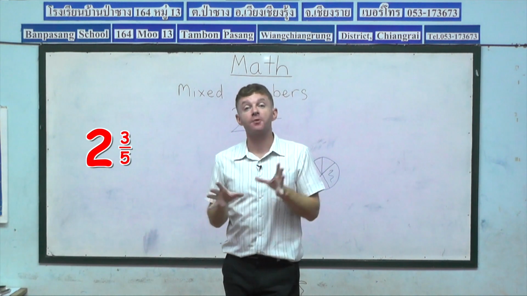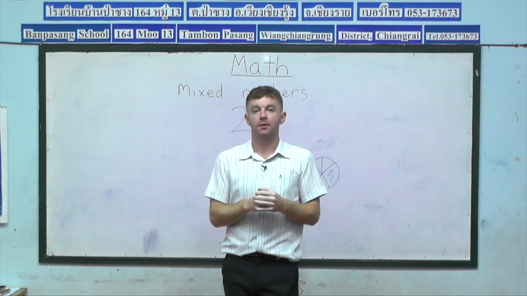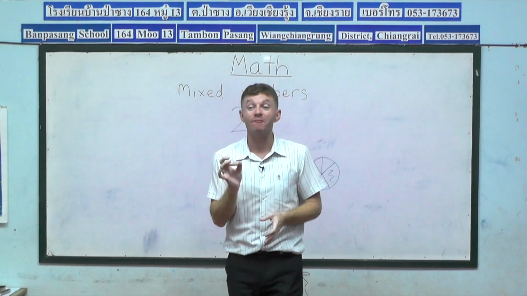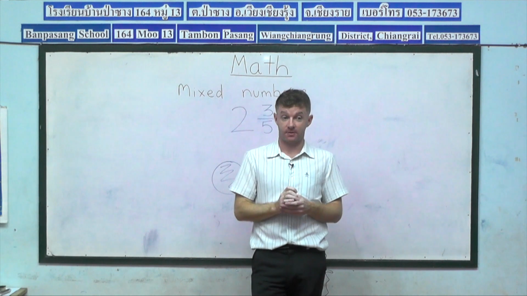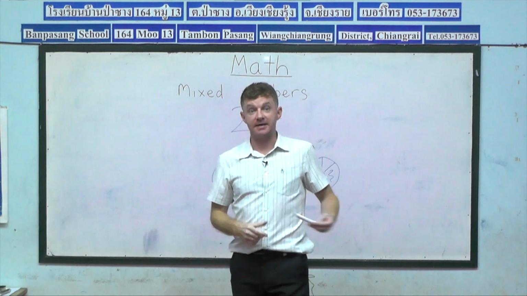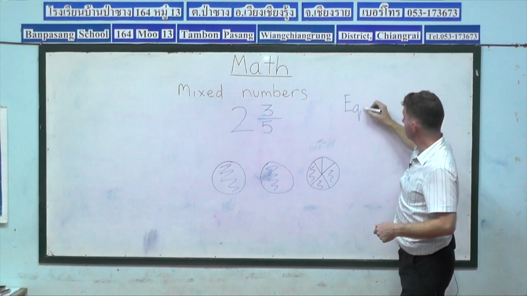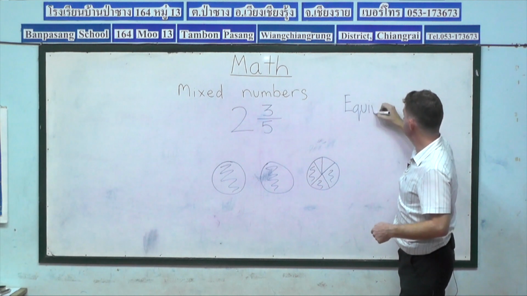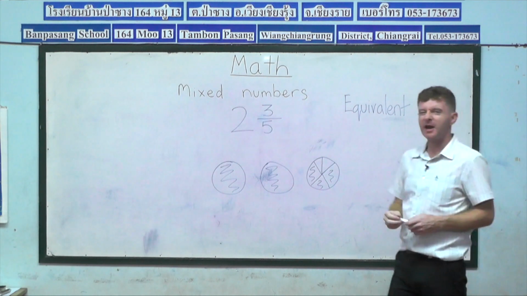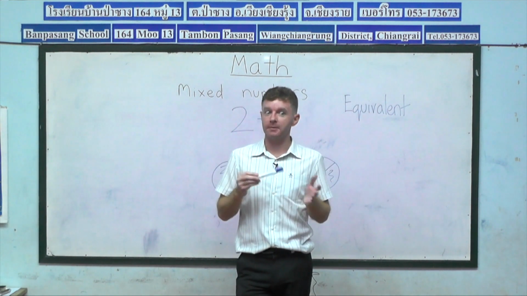So that was a recap of the previous lesson, mixed numbers, a whole number and a proper fraction. We're going to stay with fractions now. We're going to move on to look at something called, ready guys, equivalent fractions. Yes, so let me write that phrase on the board first. E, Q, U, I, V, A, L, E, N, T. Equivalent.